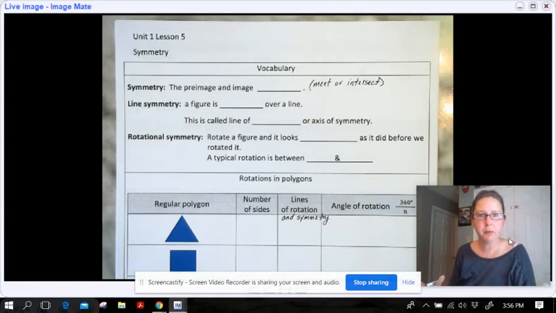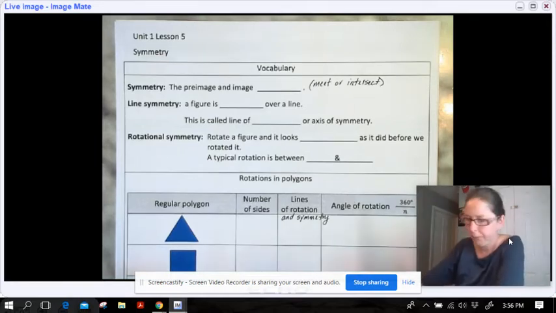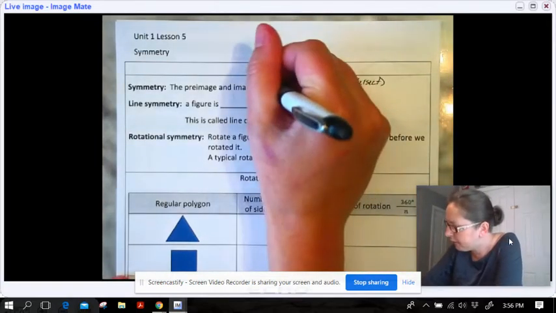When we have symmetry, it means that the pre-image and the image coincide with one another, and that means that they meet or intersect at the exact same place. Okay, so coincide.